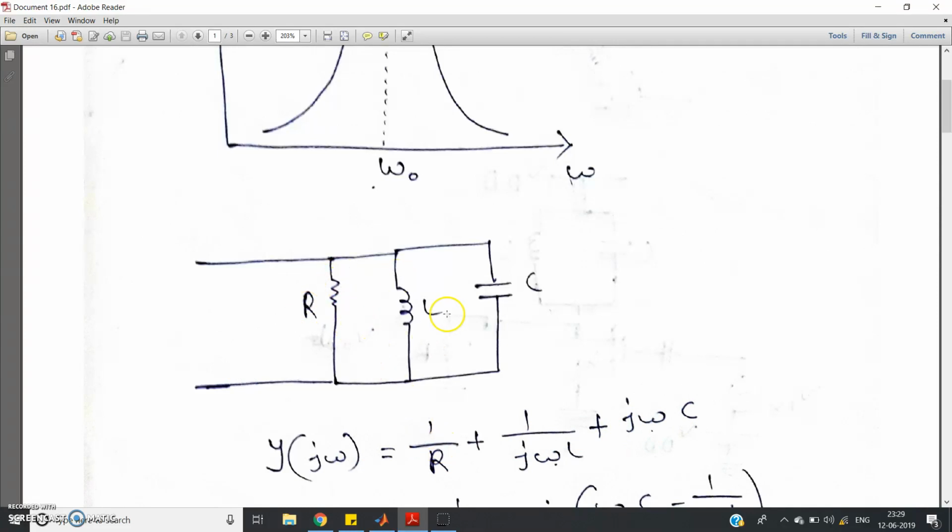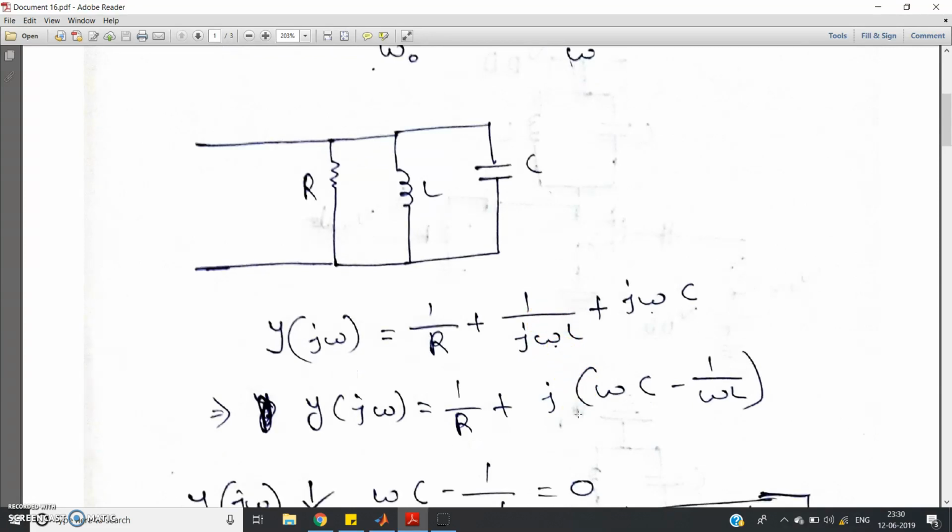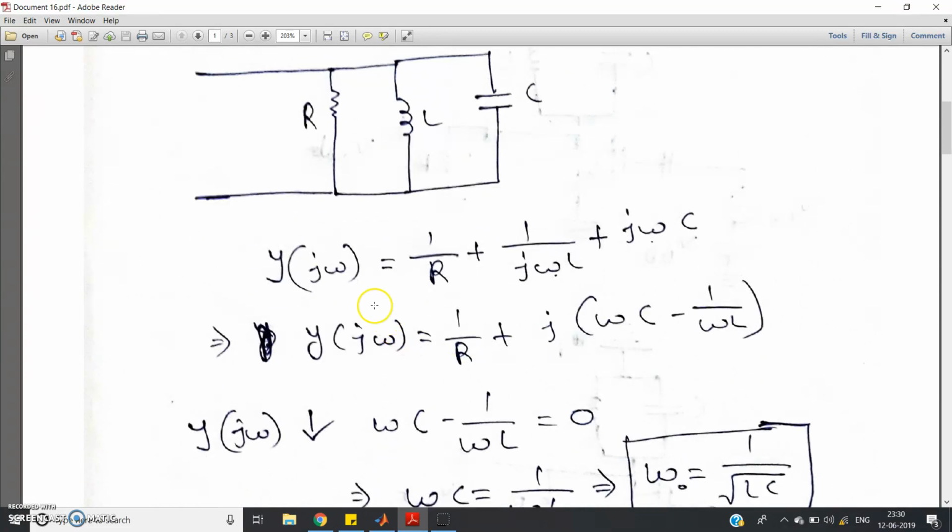As the three elements are in parallel, when calculating admittance you simply add those three. Now take j common and you will get Y of j omega equal to 1 by R plus j into (omega C minus 1 by omega L). What property have I applied here? 1 by j omega L equals minus j by omega L. As you know, minus j equals 1 by j. I hope you know this basic concept from complex numbers.